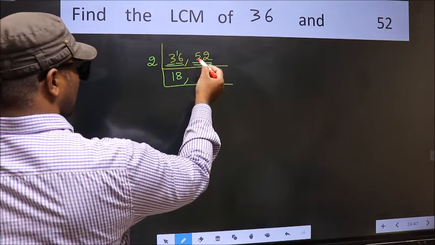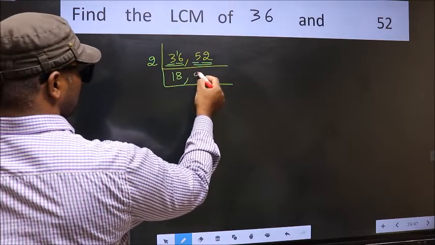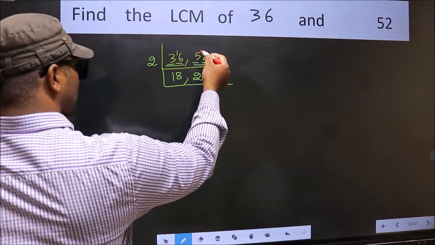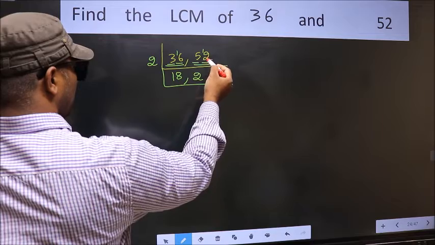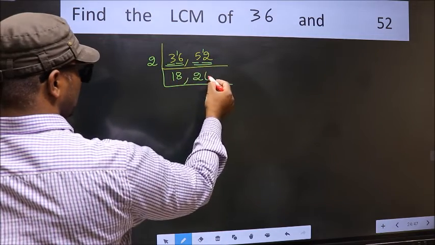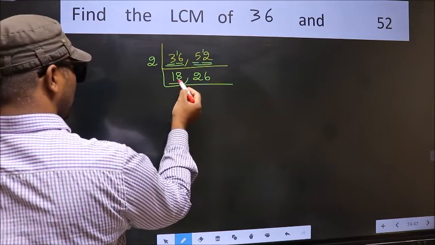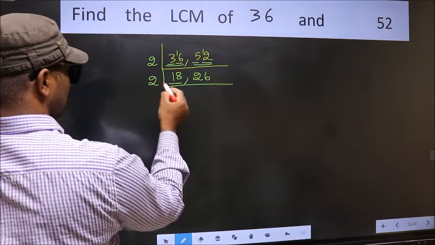First number 5, a number close to 5 in 2 table is 2 2s 4. 5 minus 4, 1, 1 carried forward 12. When do we get 12 in 2 table? 2, 6, 12. Now here we have 18, 18 is 2 9s 18.